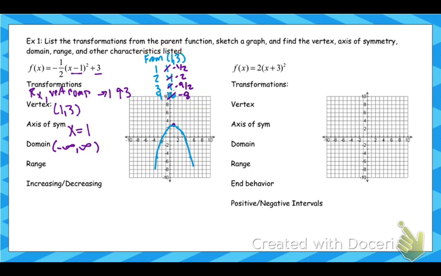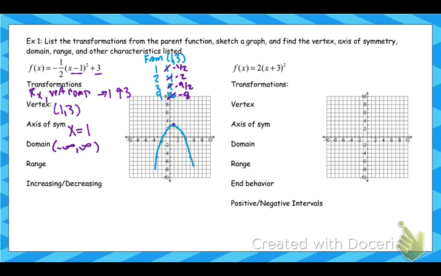It stays really consistent. When we get into some more complicated graphs, plotting points can get a little bit harder, and it's easy to make mistakes. The other thing I like about this method, it makes it easier to go the opposite direction and to write the equation from the picture. All right, now let's fill in our other information.